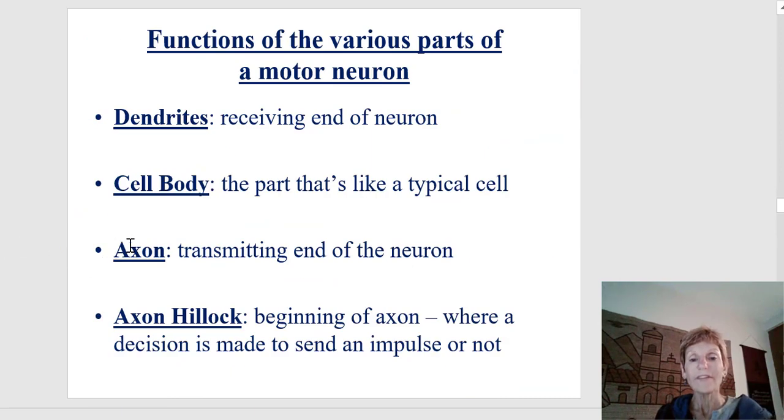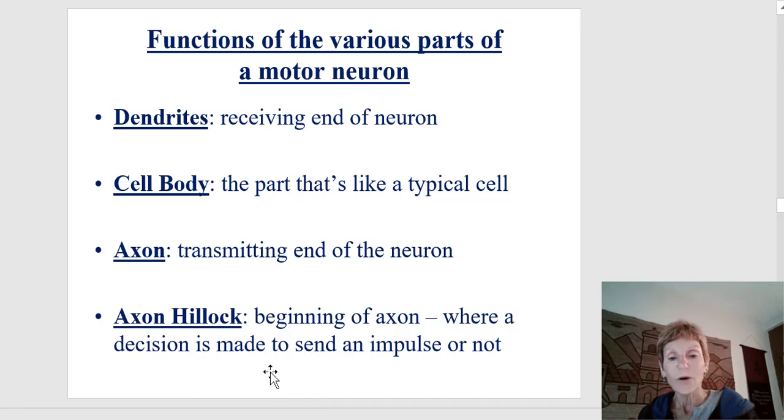Okay. Then we have the axon, which is the long transmitting end of the neuron. The axon can be very, very long. In fact, in your sciatic nerve, which goes from the base of your spine all the way down to your feet, that axon can be almost 3 feet long, depending on your size. In me, it's like a foot and a half. But if you're tall, it can be very long. So that's the transmitting end of the neuron.